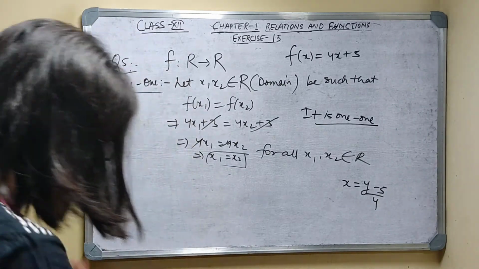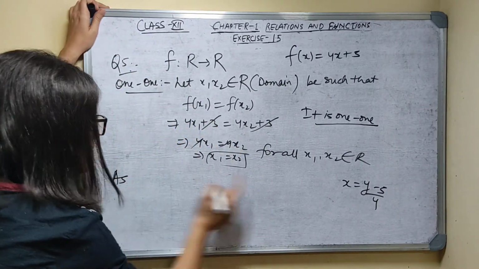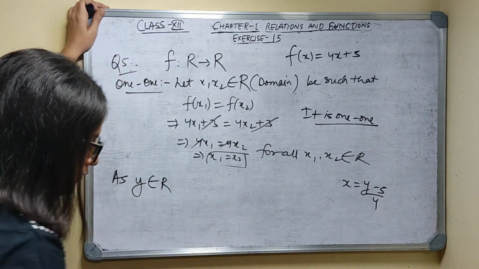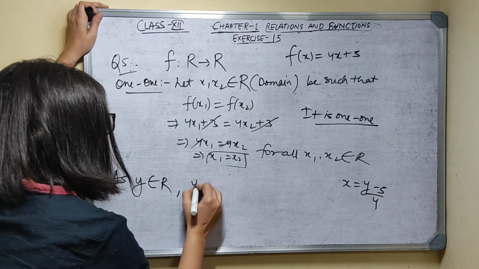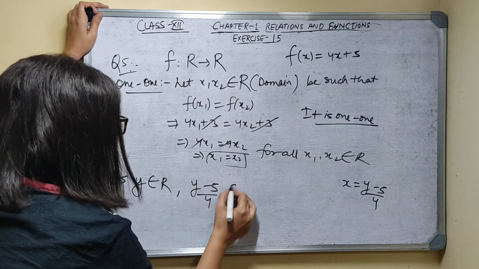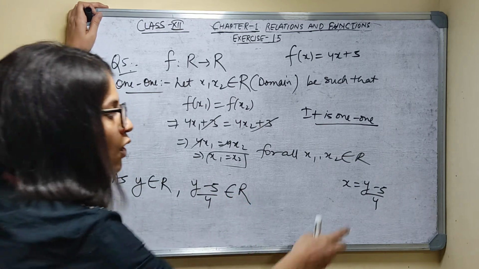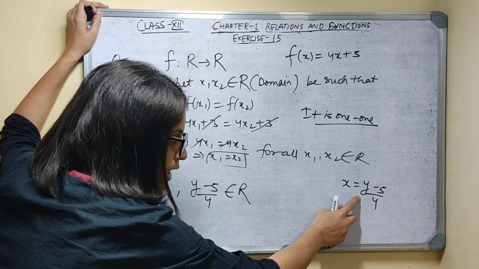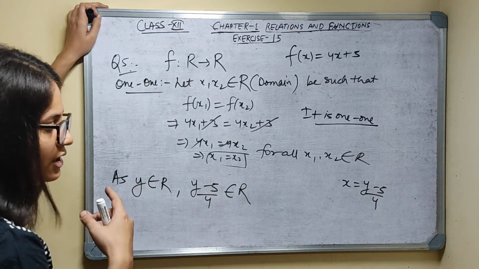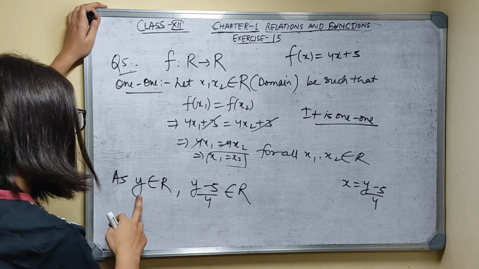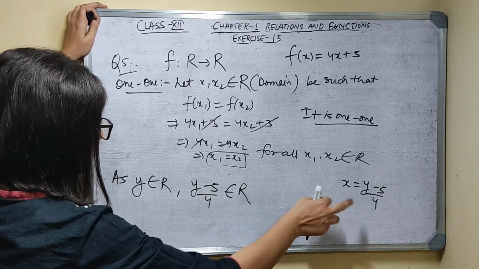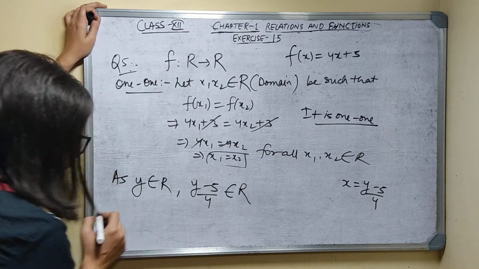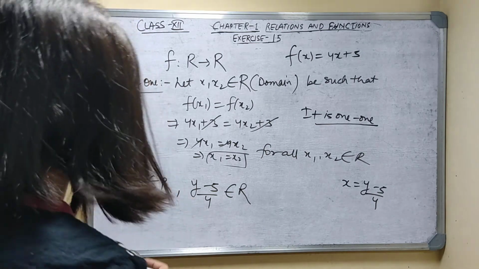x is equal to (y minus 5)/4. So if y belongs to real numbers, if I put any real number, I know (y minus 5)/4 will belong to real numbers only. So for all real numbers from codomain have pre-image in domain. All elements, if y belongs to R, (y minus 5)/4, that is x, also belongs to real numbers. Thus for all y belongs to R, there exists x.